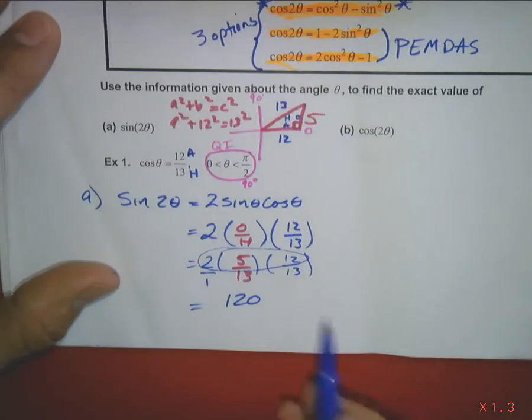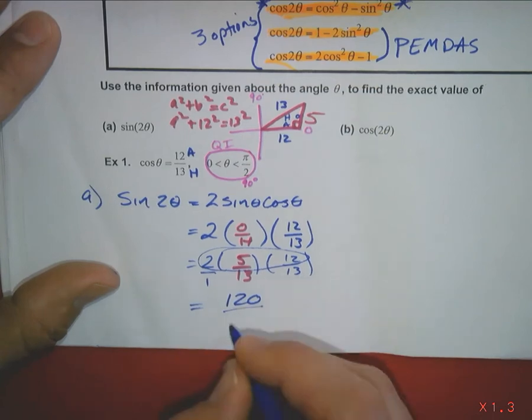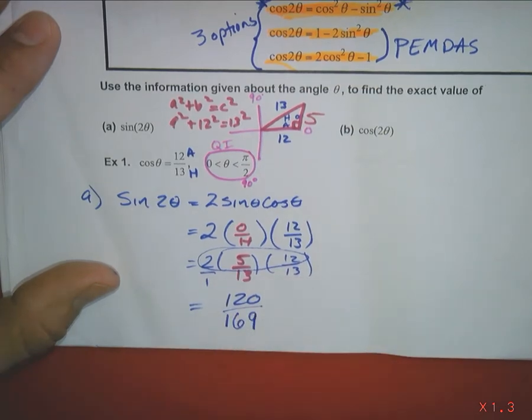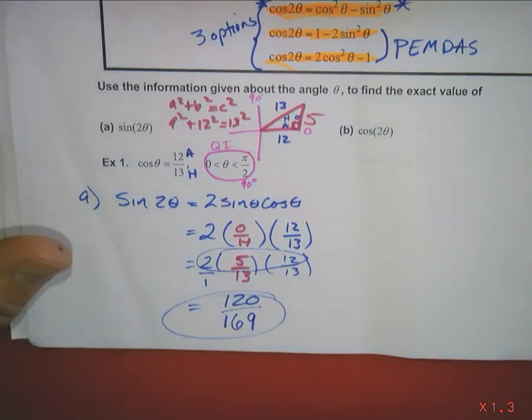And on the bottom, we get 1 times 13 times 13. So 13 times 13 is 169. So final answer, the sine of double theta is 120 over 169. Not too bad, right? If you know cosine, you just got to find sine. Once we have sine, then we can go ahead and answer the question pretty easily.